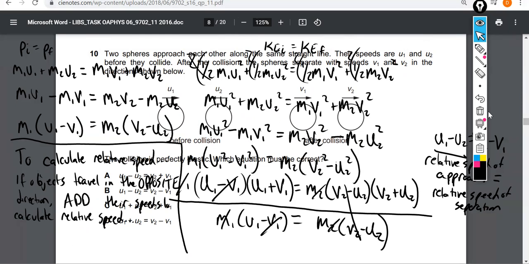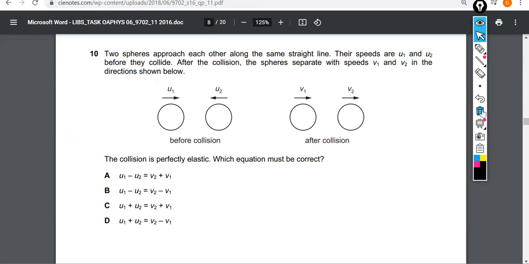So what's the right answer to that? It says two spheres approach each other along the same straight line. So linear momentum. The speeds are u1 and u2 before they collide. After the collision, the spheres separate with speeds v1 and v2 in the directions shown. The collision is perfectly elastic. That is to say, the kinetic energy is conserved. Which equation must be correct? Now, what did you say the answer was? Say it again. G or D? D, D as in delta, correct.